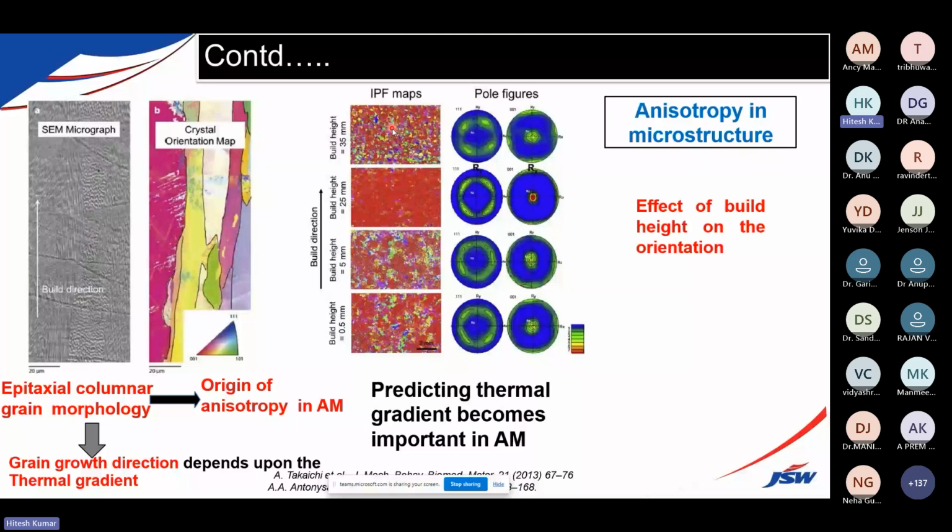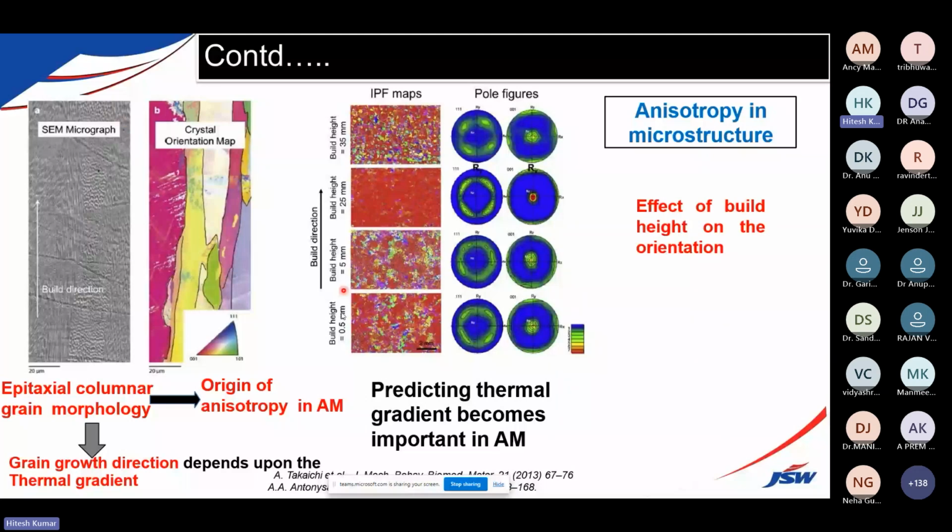So this is again some old literature which talks about the columnar grain morphology. You can see these long single grains along the build direction. If you go to the other side, you will get small grains. So whatever you check, like mechanical deformation in the build direction and opposite to it, there will be too much difference in homogeneity. The origin of the columnar grain morphology and anisotropy is that grain growth direction depends upon the thermal gradient inside your material.